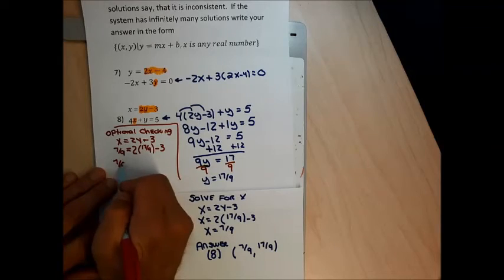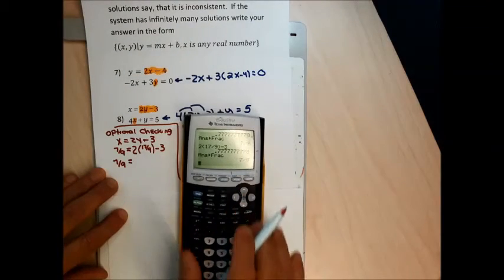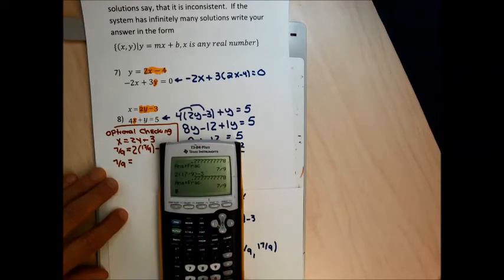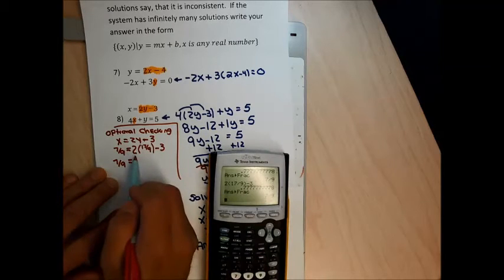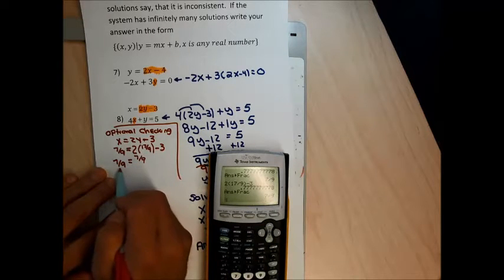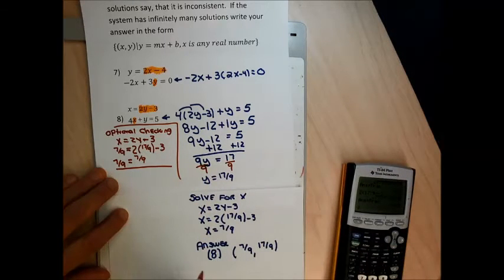That really just involves simplifying the right side, and I'll do that on my calculator. So on my calculator for the right side, I'm going to go 2 times parentheses 17 divided by 9 minus 3, and then math, enter, enter, and I get 7/9. So in the top equation, when I plug the answer in for x and the answer in for y, both sides simplify to be the same.